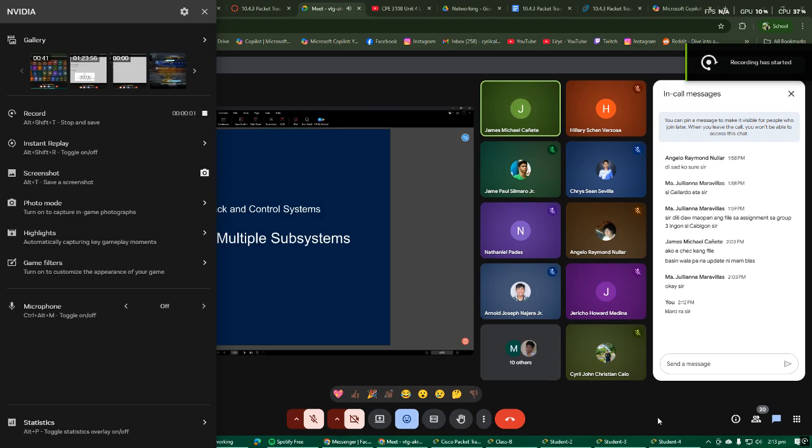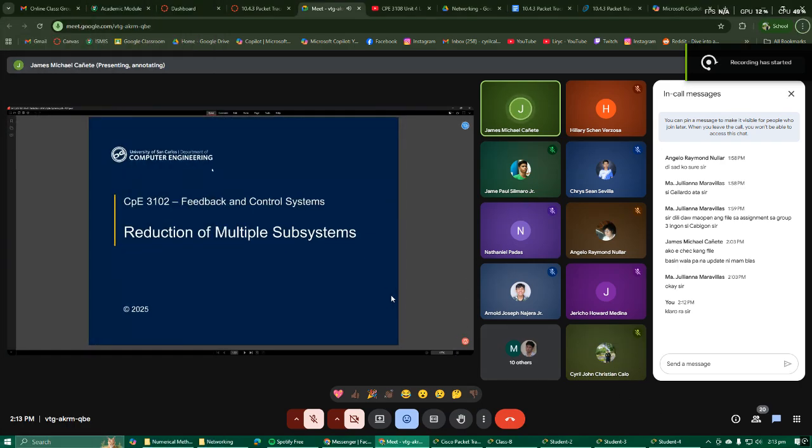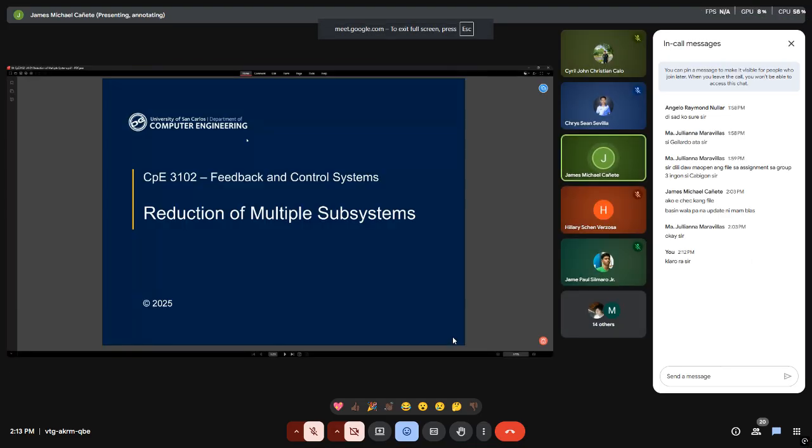multiple subsystems. So a quick recap of what we've learned so far, and the immediate previous topic was performance specifications, or precisely time specifications, for second order systems. So that was a detailed analysis of control systems. Now, since we're targeting breadth of coverage of topics, we'll go back to a more overview type of topic, and this involves multiple systems. So that's why the title here is reduction of multiple subsystems.